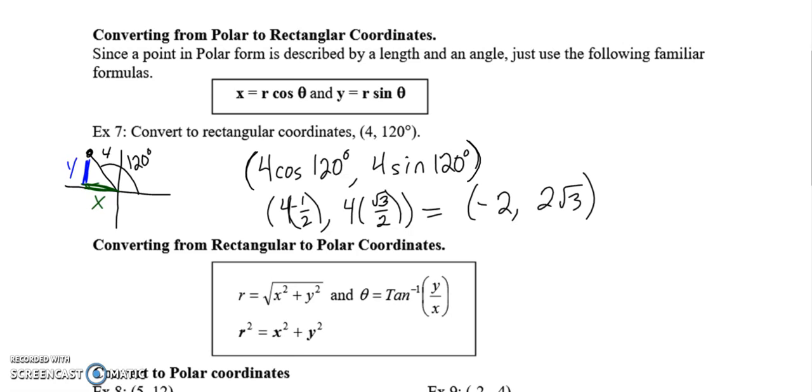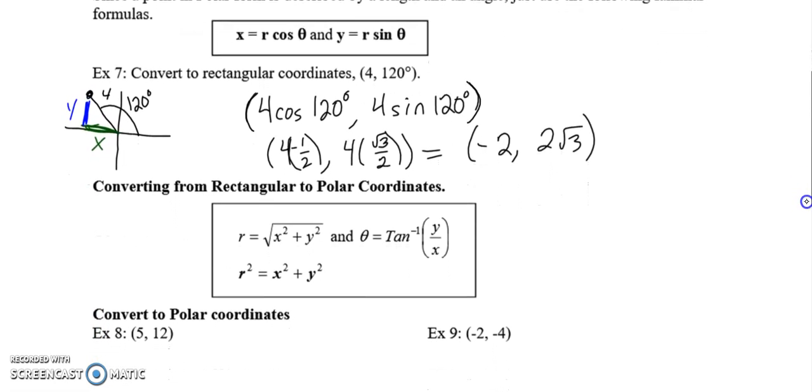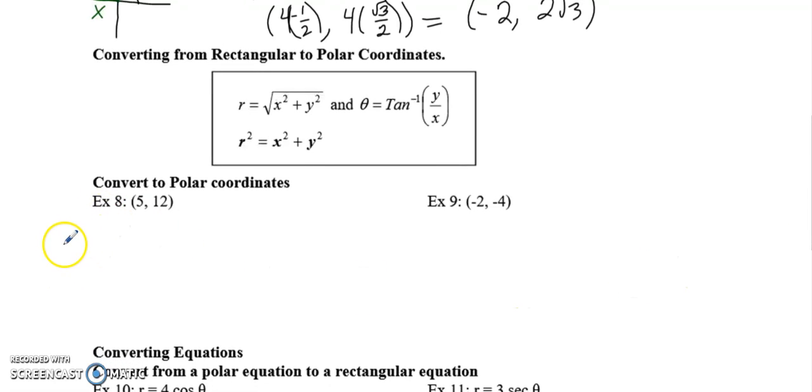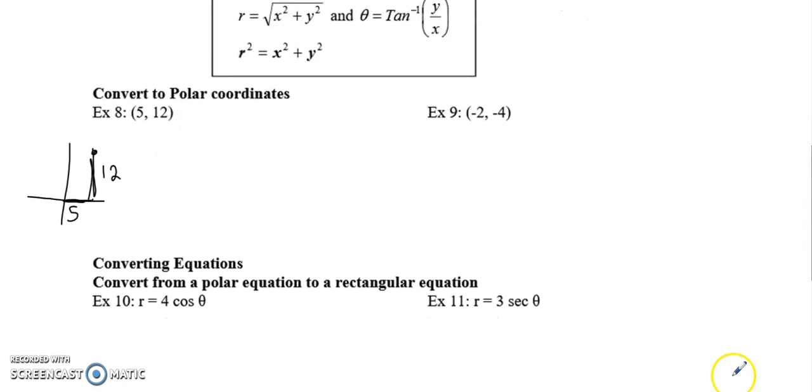Okay? Now, how about converting the polar coordinates? How about going the other direction? So 5, 12. Again, I'm going to put a really rough sketch. Here's 5. Here's 12. What's the radius? What's the theta? Component form. So if you would have pictured this as a vector, what's the magnitude? Ta-da! What's the direction? Ta-da! Same old, same old. Okay?